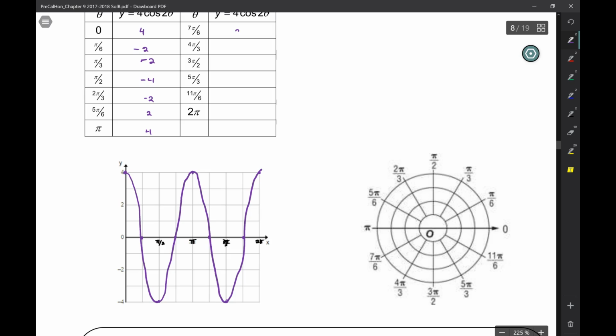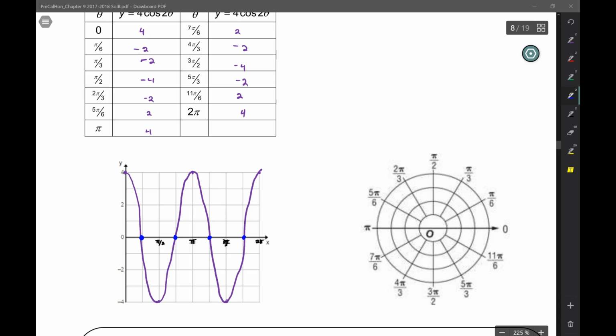4, 2, -2, -4, -2, 2, and 4. Now, look at these points, though. Where are these points? What values are those? The blue ones, what values are those?